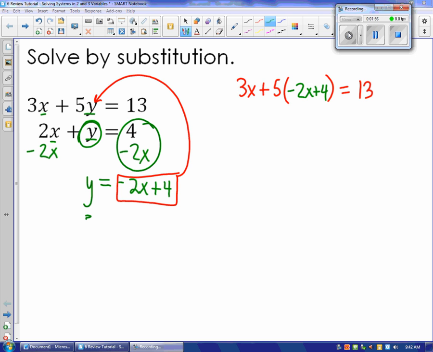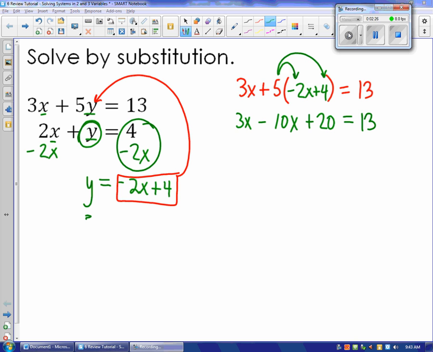So now that I've got this, I've got one equation that only has one variable. The benefit to this is that I can actually solve for the variable x. I do need to follow my order of operations, though, to simplify the left-hand side. So to get rid of my parentheses, I'm going to use the distributive property and distribute 5 to both of those numbers. That means I'm going to have to bring the 3x straight down. 5 times negative 2x is going to give me a negative 10x, and 5 times 4 is going to give me a positive 20. And now that equals 13.